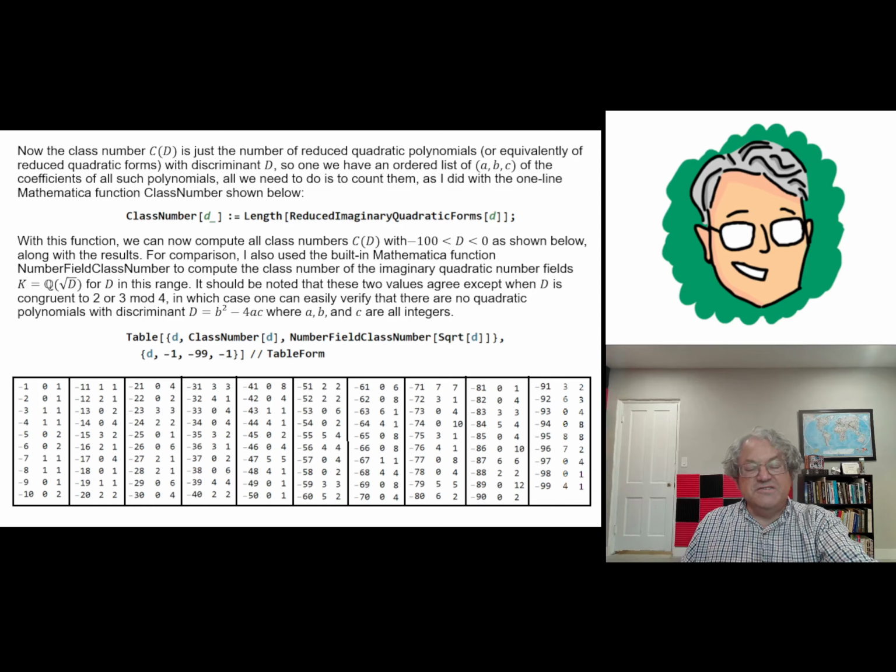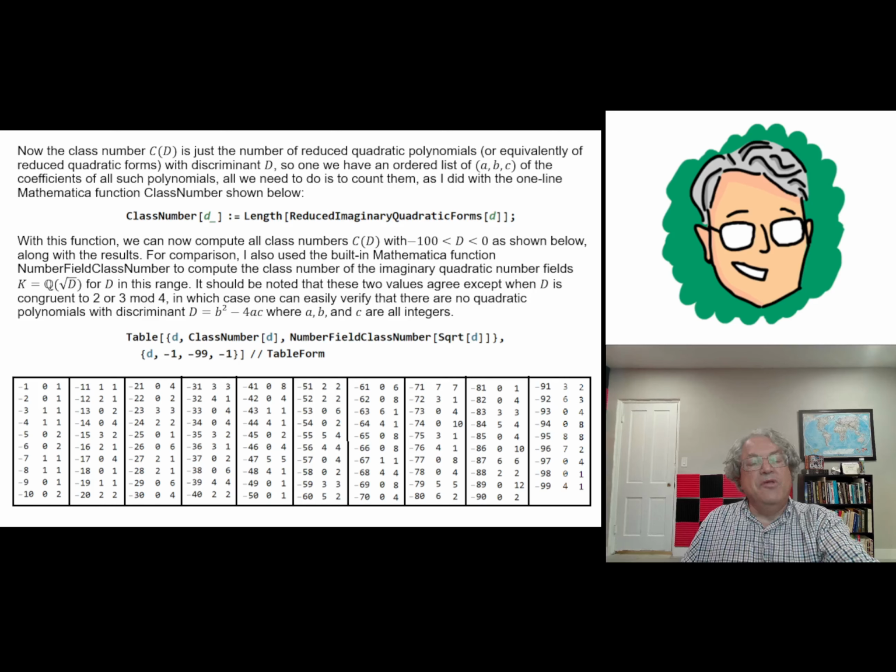This will compute the class number of, in this case, the quadratic number field generated by the square root of minus d. Unfortunately, that's not equal to the number of reduced forms of discriminant d. It turns out the discriminant of a quadratic polynomial has to always be congruent to 0 or 1 modulo 4. That's easy to prove because d is b squared minus 4ac. You can check for yourself that b squared is always 0 or 1 mod 4, and 4ac is obviously always 0 mod 4. So the discriminant is always 0 or 1 mod 4. That's actually true for arbitrary number fields, not just quadratic ones.